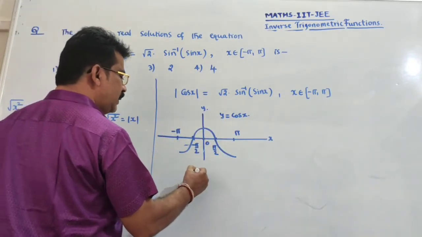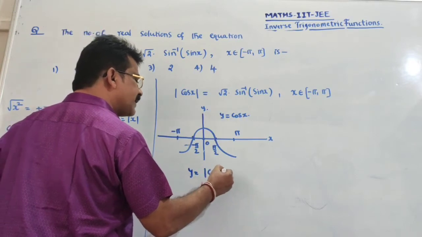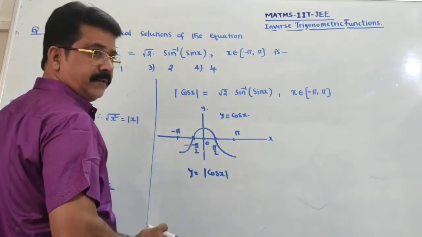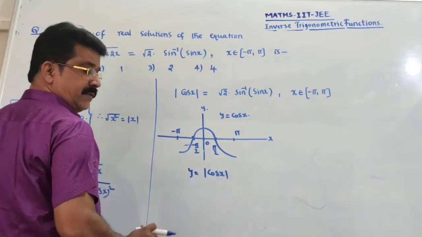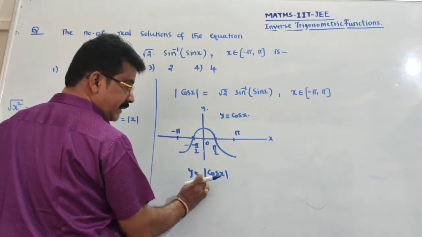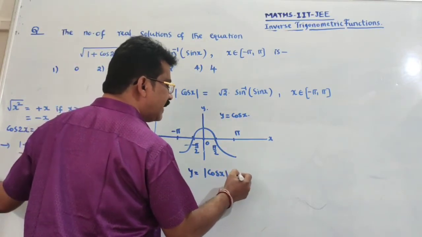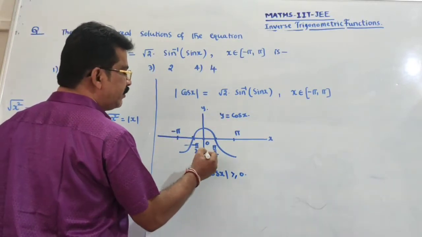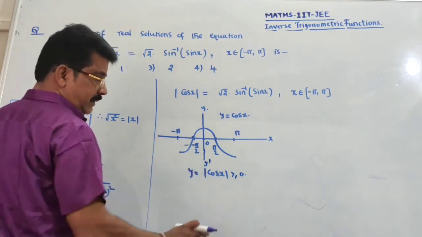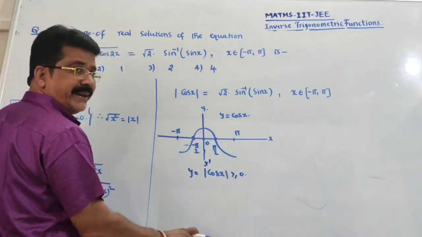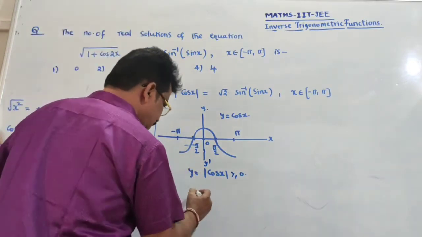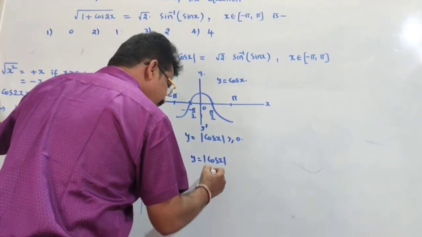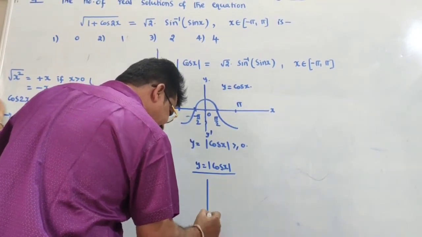Now what is y equal to modulus of cos x? It is enough to learn only the y equal to cos x graph. Easily we can draw y equal to modulus of cos x. Because of the mod, y is always greater than or equal to 0. Y should not take negative values. Negative values means towards y dash, so this curve never comes towards y dash. That's why the y equal to modulus of cos x graph will be like that.